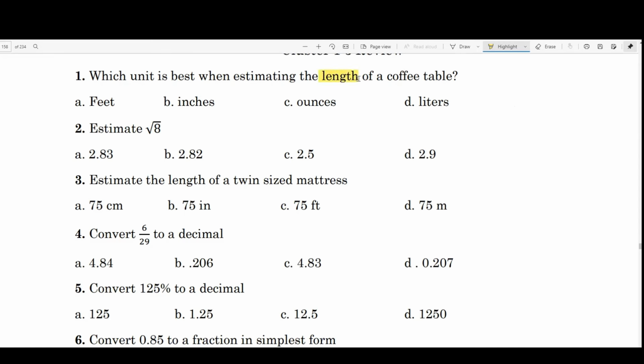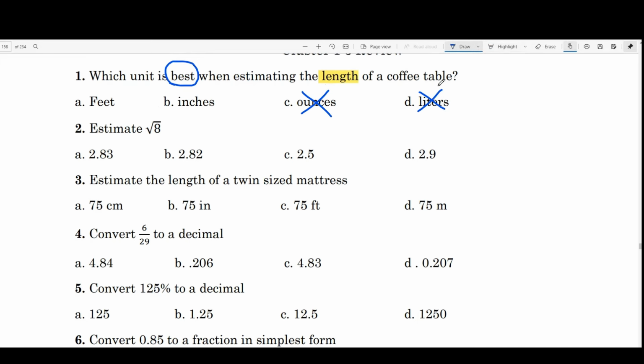So I always tell people to work backwards from these because you want to eliminate what doesn't fit. Well, I know that ounces is for weight, or mass, so that doesn't fit. Liters, that's volume. That doesn't work. So now we're looking at feet and inches. Both of these can be used to measure length. We want to know what's the best unit in this particular case.